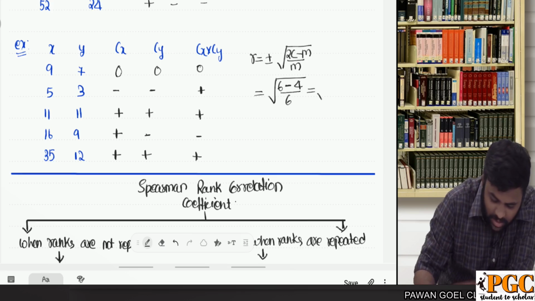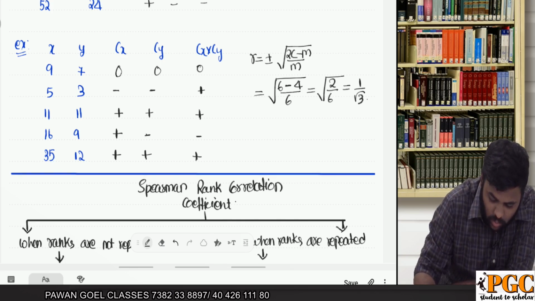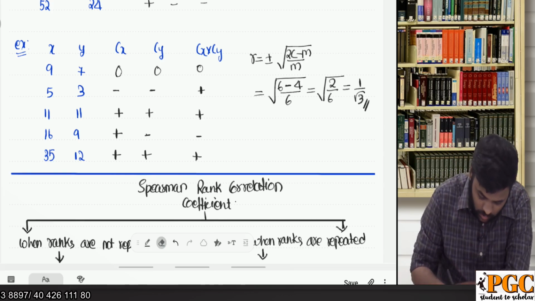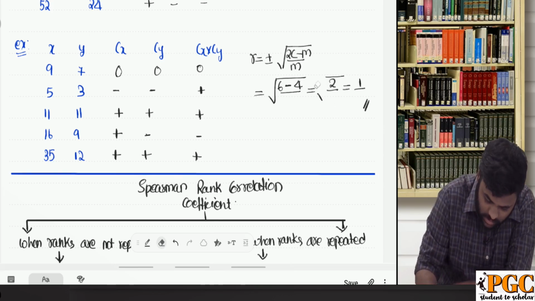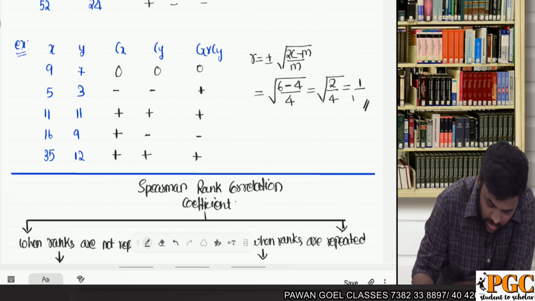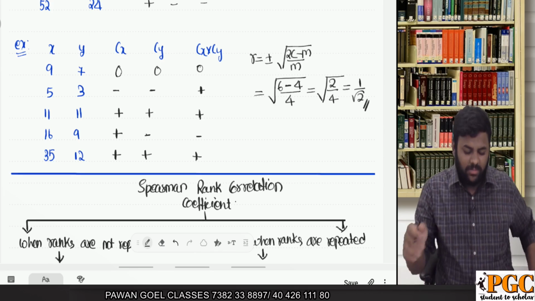That is nothing but root 2 divided by 6. That is nothing but 1 divided by root 3 is supposed to be my answer. So a small correction, my dear friends: this is not so. 6 minus 4 divided by 4, so 2 divided by 4, that is 1 by root 2 is supposed to be my answer. Is that clear, my dear friends?